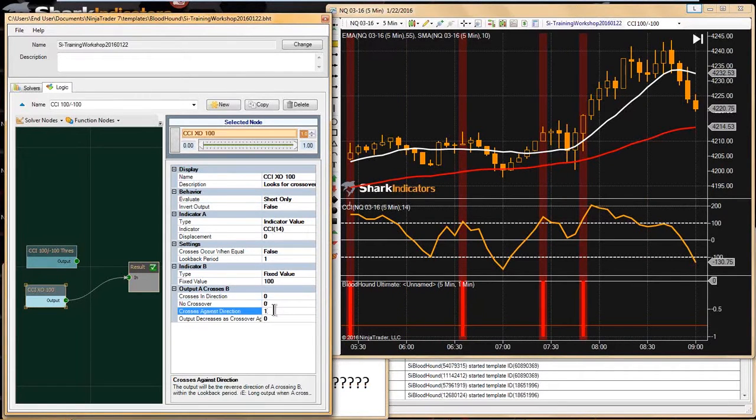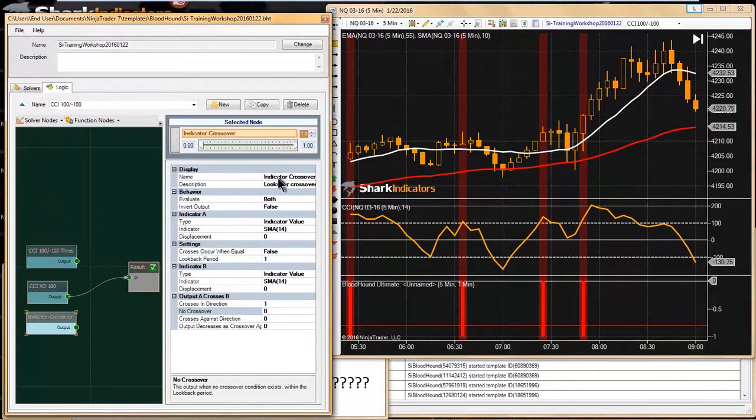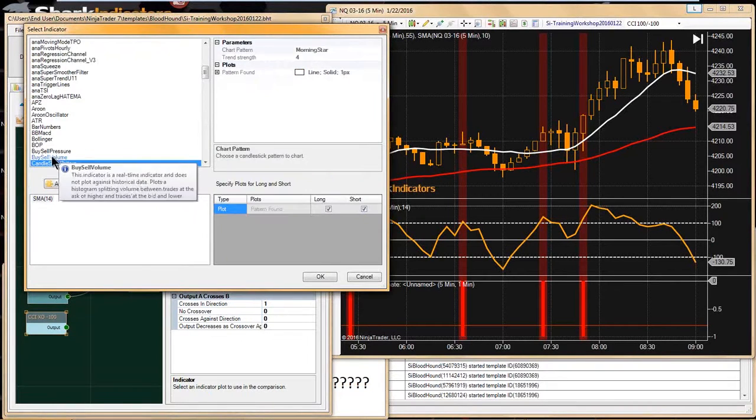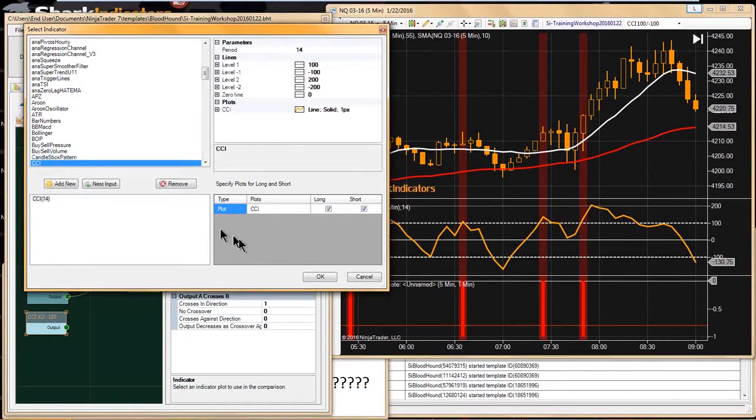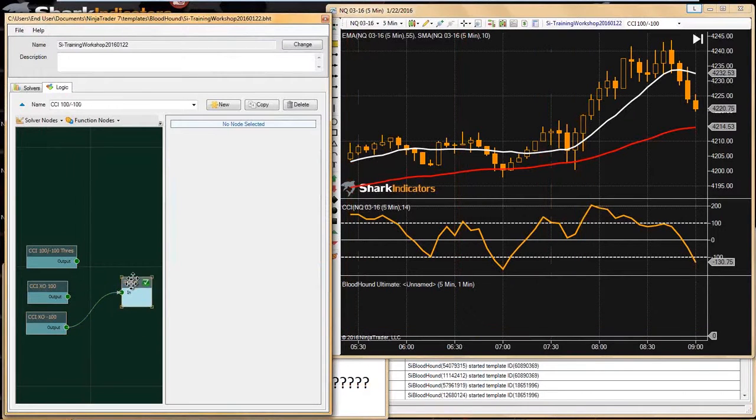So let's see. I'll leave it as a crossing above 100. I'll leave it at that. So, all right, and the next step is, let's grab another crossover solver, name it, and set this to the CCI again. All right, so indicator A once again is set to our CCI, and let's connect that up here.